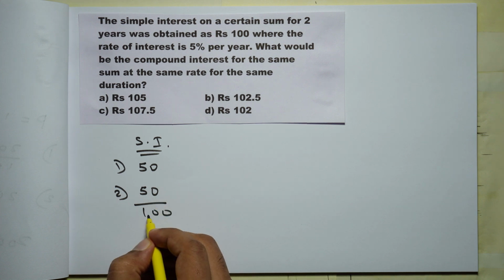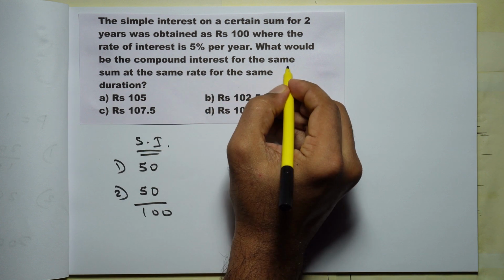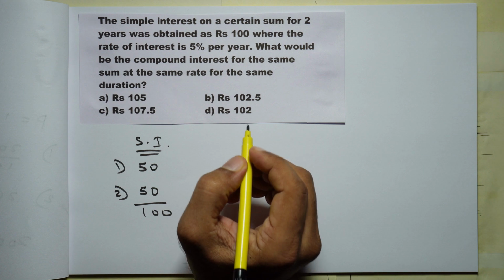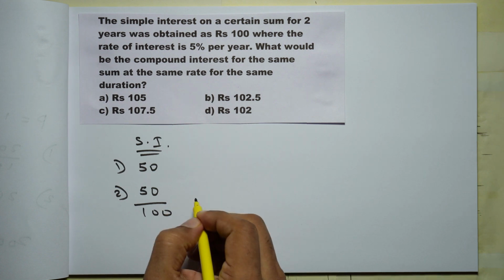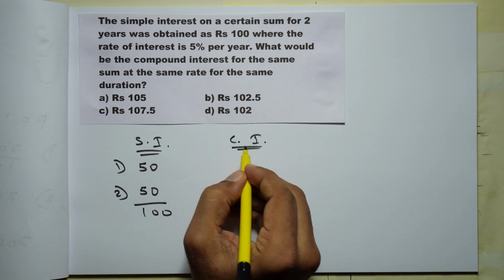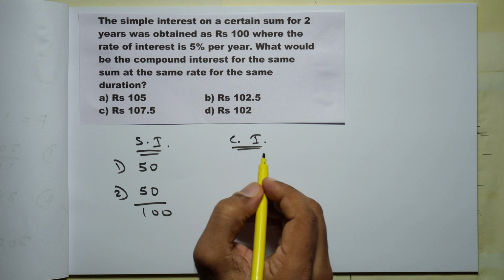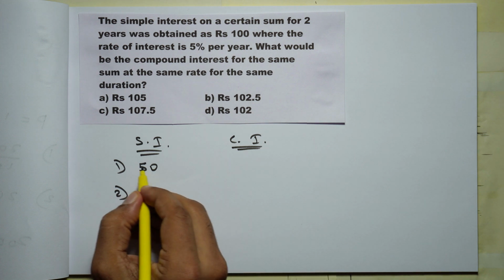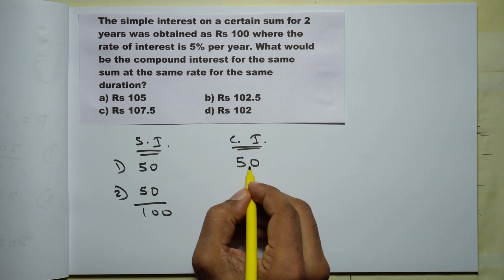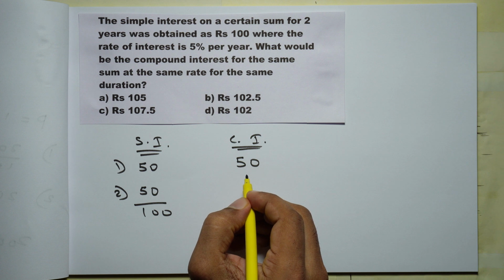and for 2 years it will add up to rupees 100. Now the question is, what would be the compound interest for the same sum at the same rate for the same duration? What will be the compound interest for 2 years? Now compound interest for the first year will be same as first year simple interest. That is, you will get it as R% of principal. Simple interest first year is 50, so that will be same as compound interest, that will also be 50, and this 50 is actually R% of the principal.